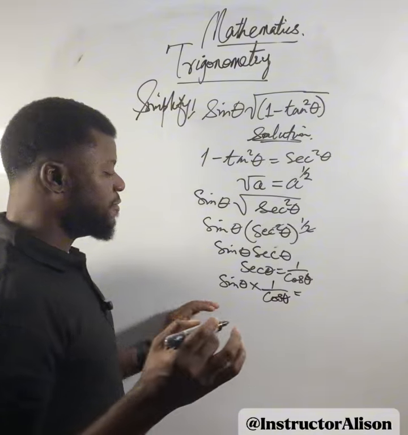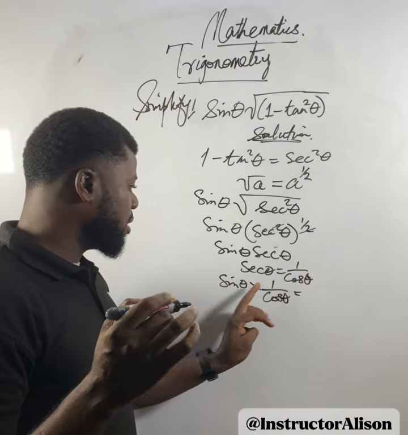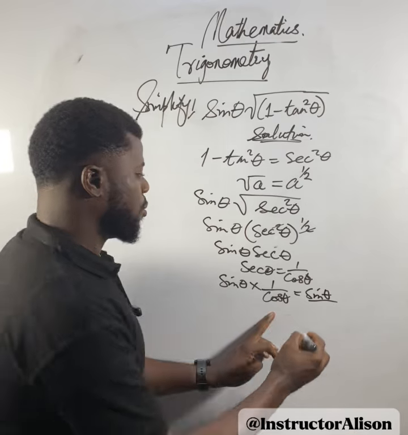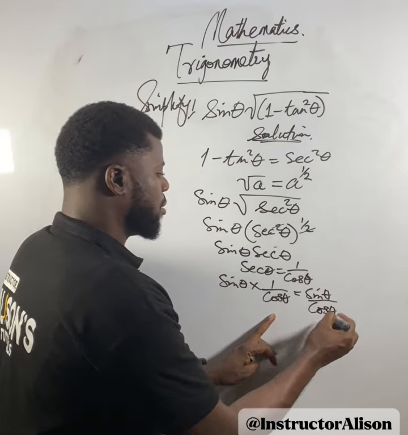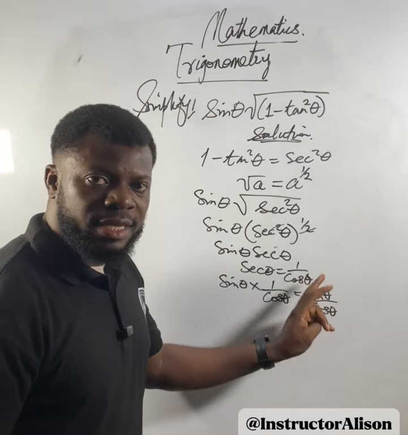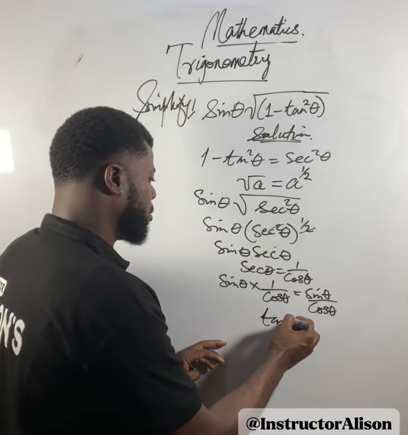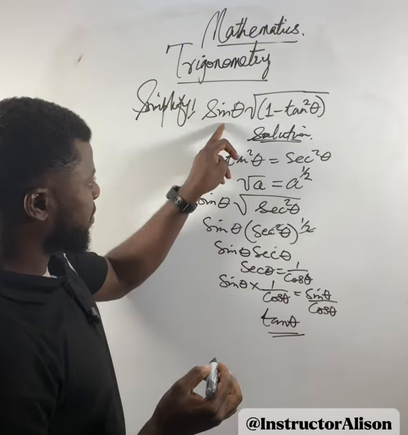So that keeps this thing very simple. Sine theta times 1 will give us sine theta over cos theta. And this is a formula on its own. Sine theta over cos theta is equal to tan theta. So this is the final answer. I've simplified this to this point.